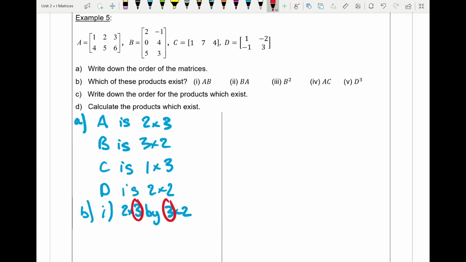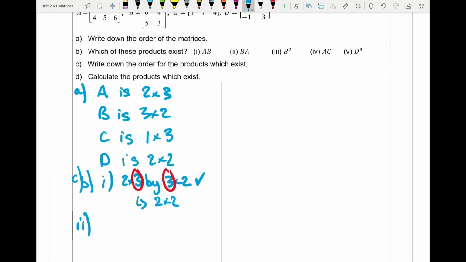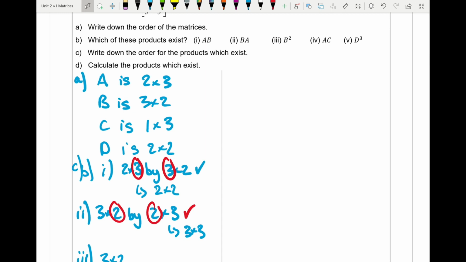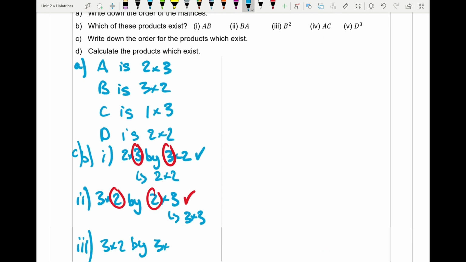So this is a product that exists, and it's going to give us a 2 by 2 matrix. For part II, we've got 3 by 2 times 2 by 3. And again, the 2's line up, so this does in fact exist as well. And that's going to give us a 3 by 3. Okay, so for part III, it's B squared, so it's going to be 3 by 2 times 3 by 2, which does not line up, so that product does not exist.